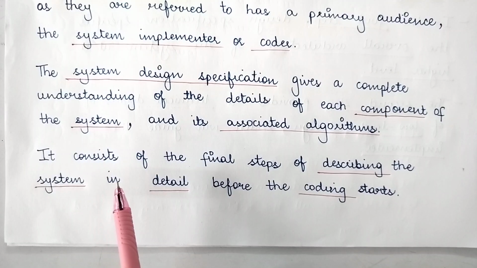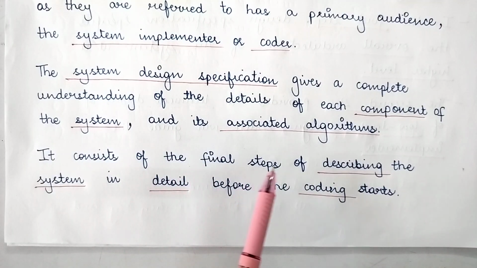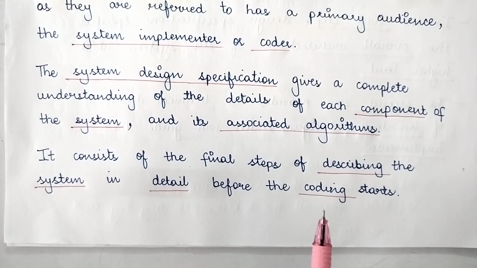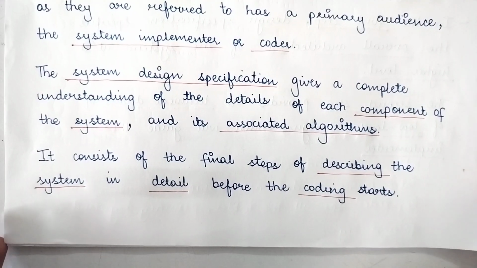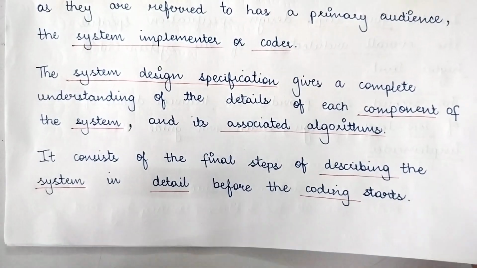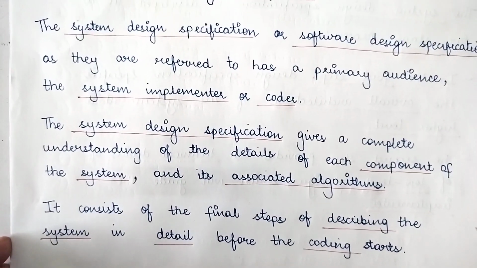Now the system design specification consists of the final steps of describing the system in detail before the coding starts. So before the actual coding can start, everything is designed and defined on paper very well, so that coding and implementation become easier. This system design specification consists of all those final steps which design and describe the system in detail.